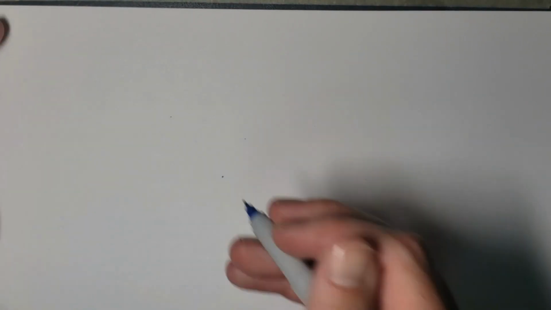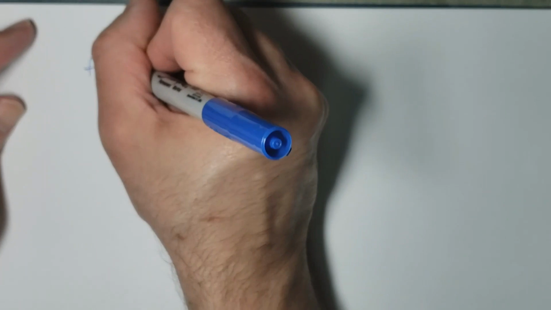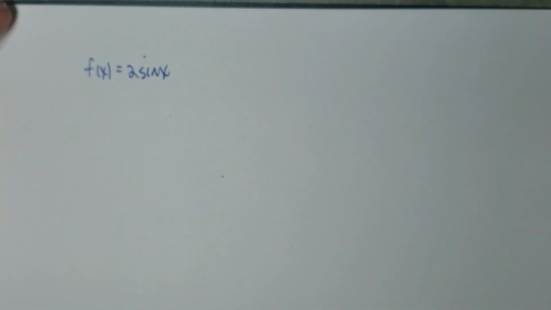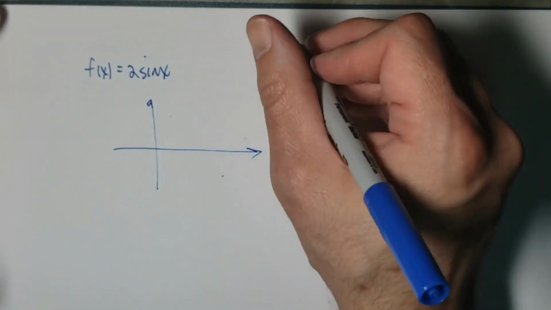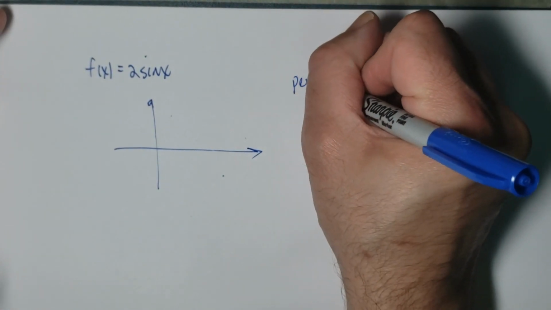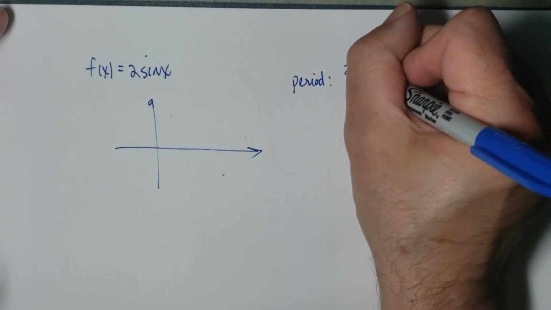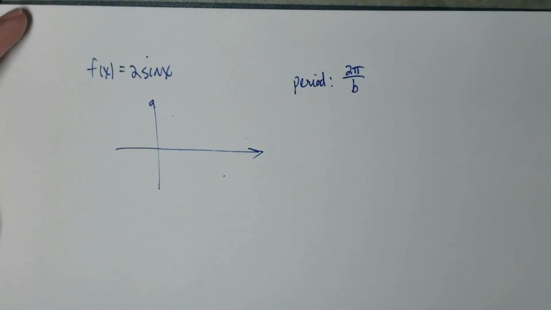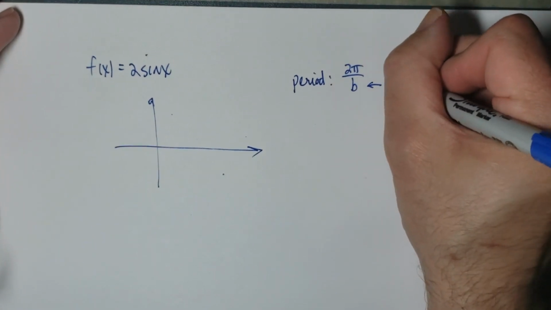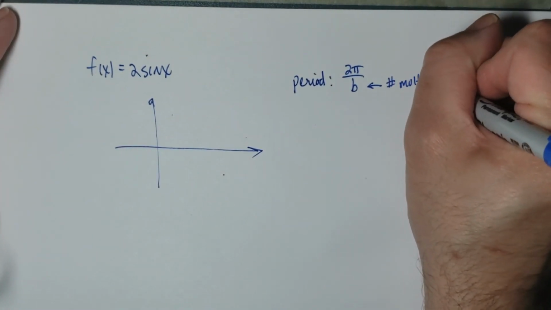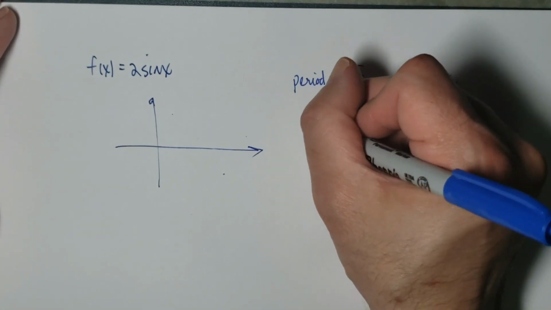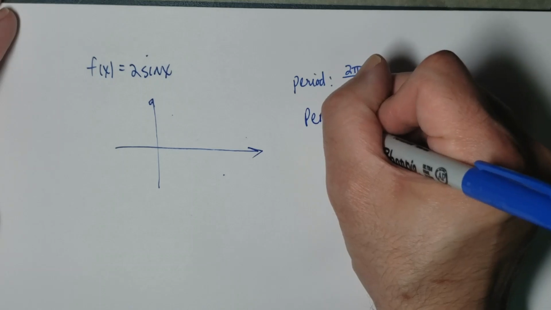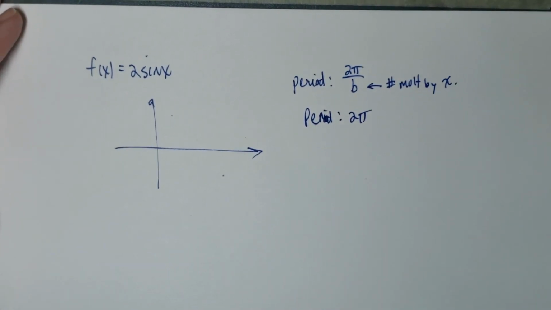Let's do a little bit more complicated one. So let's do f of x equals 2 sine of x. Okay, so for 2 sine of x, a good thing to write down is the period. Remember, to find the period in the notes, you wrote down that it was 2 pi over b, and b is the number multiplied by x. In this case, there's a 1, so it's 2 pi over 1. The period is, I can spell, the period is 2 pi.